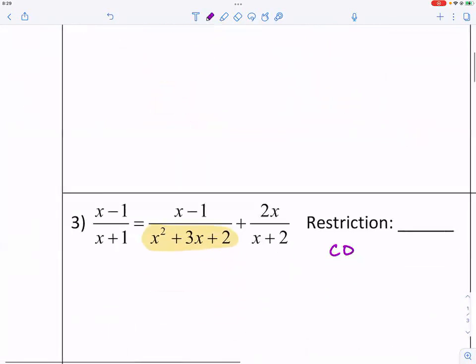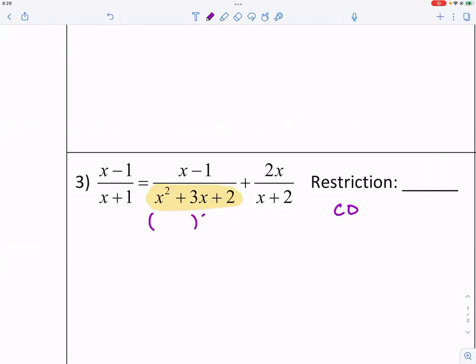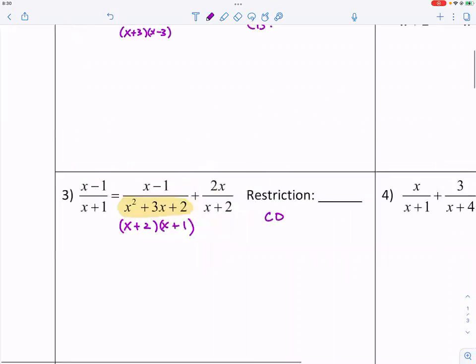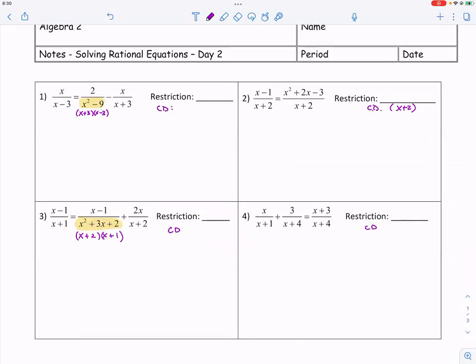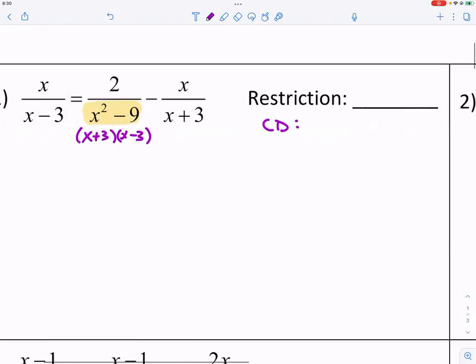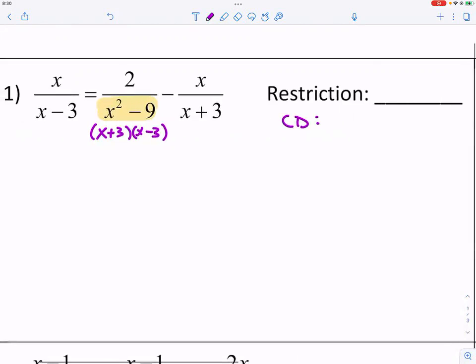And then for question number 3, we have x squared plus 3x plus 2, and that will be factored into x plus 2 and x plus 1. So these are the denominators. Now that we have all the denominators factored, we can consider what the common denominators would be.